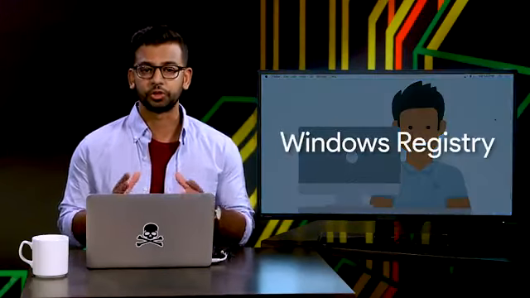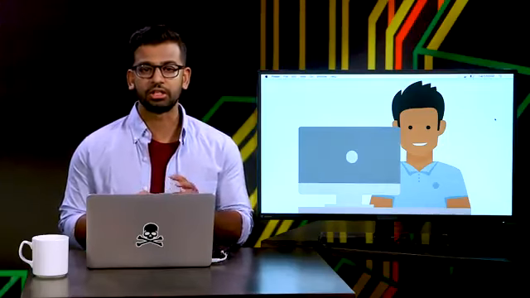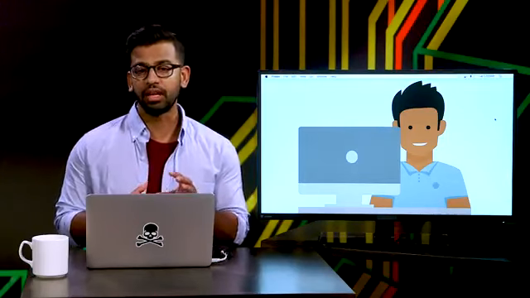Lastly, many policies and preferences in GPOs are represented as values in the Windows registry. The Windows registry is a hierarchical database of settings that Windows and many Windows applications use for storing configuration data. The GPO is applied by making changes to the registry. The Windows operating system and Windows applications read the registry settings to determine what their behavior should be. You can read more about the Windows registry in the supplemental reading.